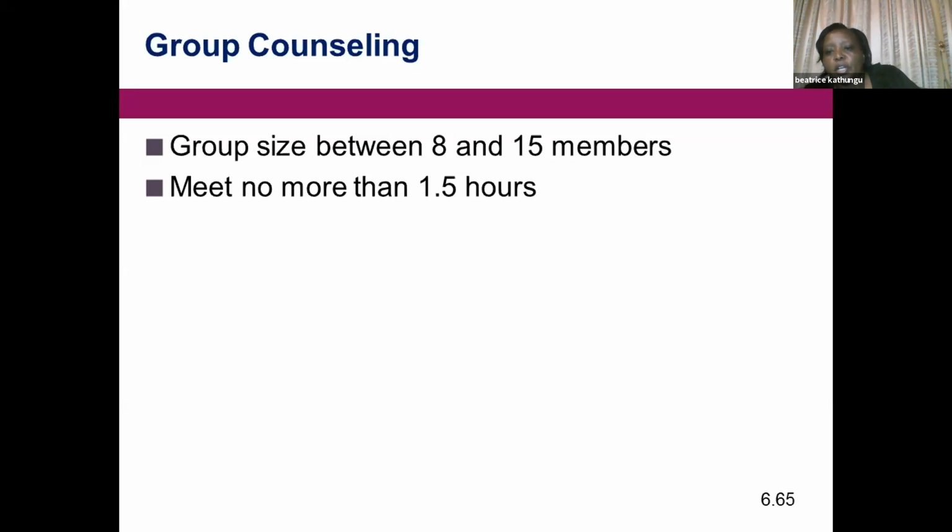If it's too small, it lacks variety, so that you find that the richness and the support that comes from the diversity is missing. So ideally, 8 to 15 members. Of course, some could be slightly smaller, some could be a little bigger, but this is the ideal. When it comes again to meeting time, it's ideal to meet for 1.5 hours.